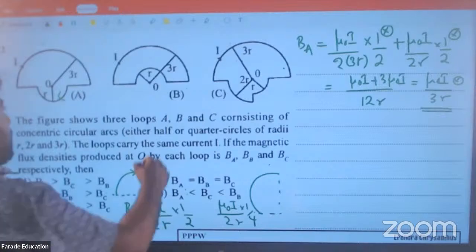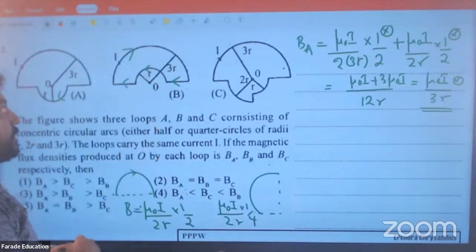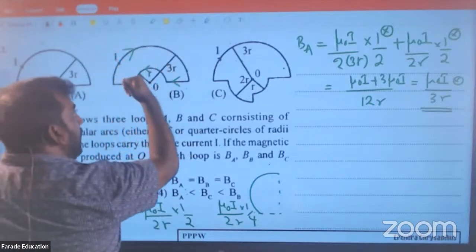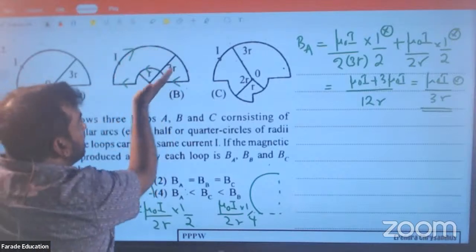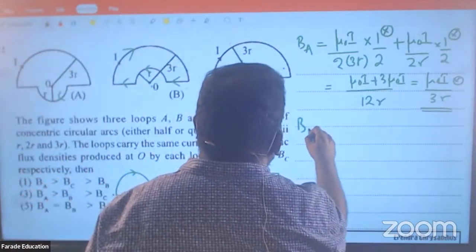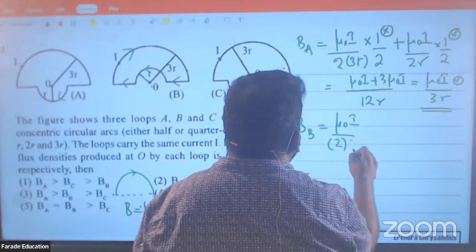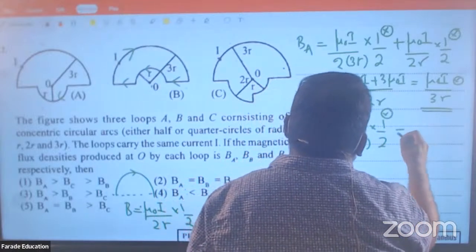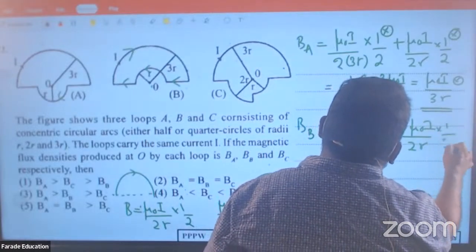Right. So current goes that way, comes this way. Here inwards, here outwards. Right hand rule. Take your right hand. Clockwise inwards, anti-clockwise outwards. So I can write: clockwise inwards, mu naught I divided by 2 times radius times half, inwards. Anti-clockwise outwards, mu naught I divided by 2R times half, outwards.